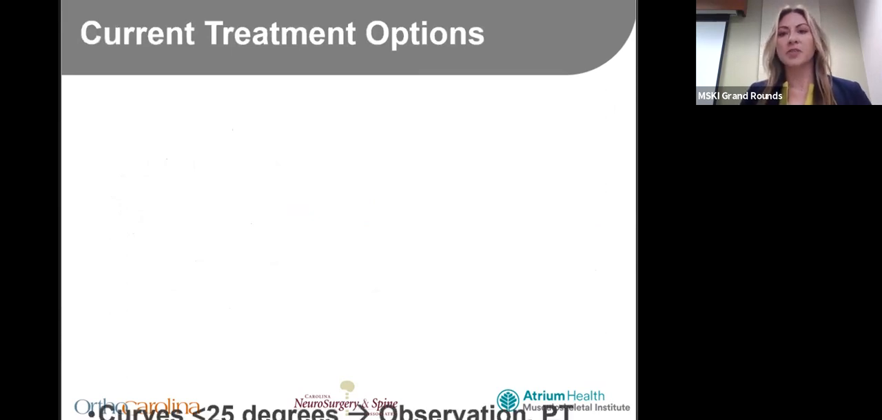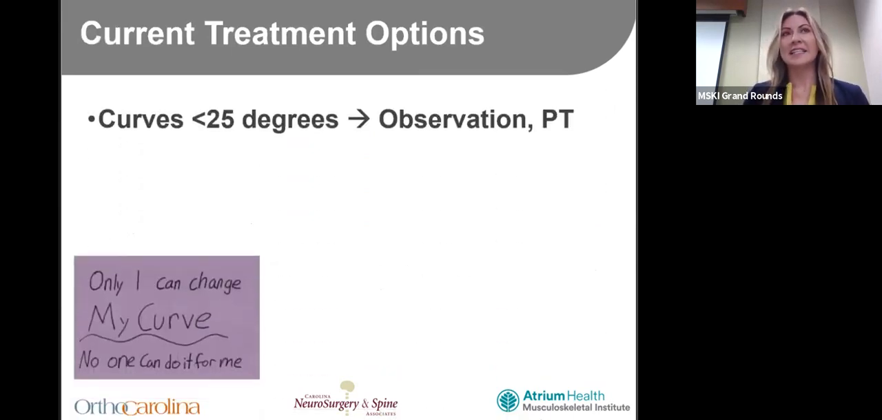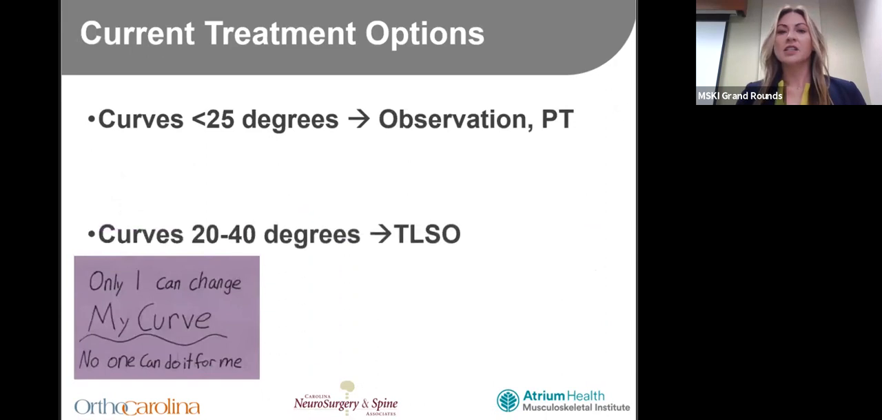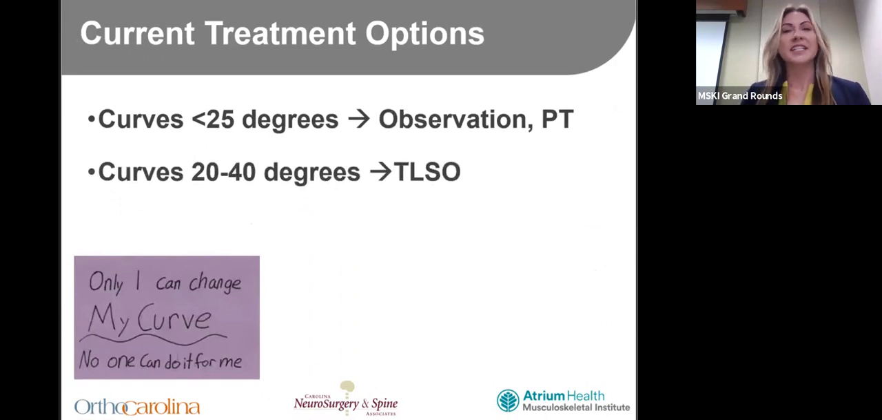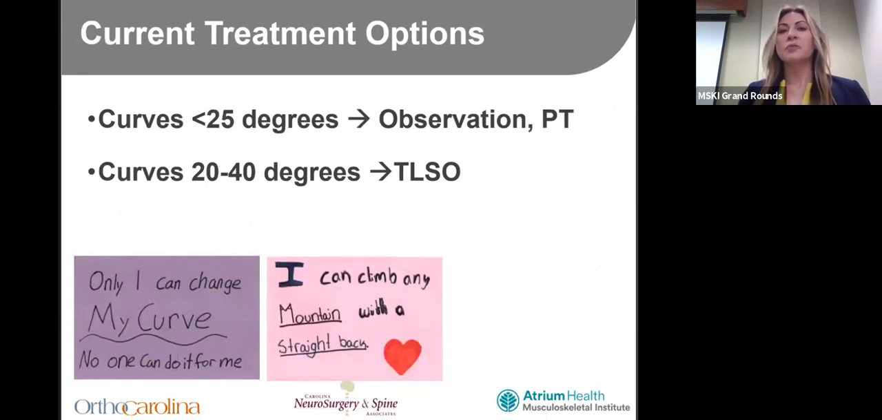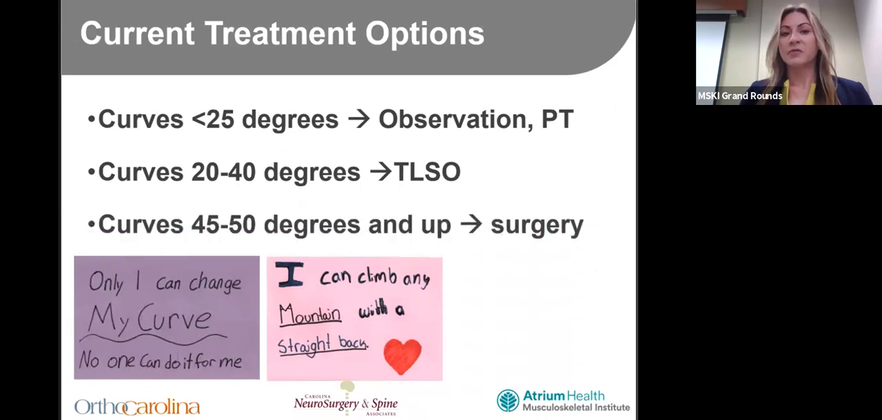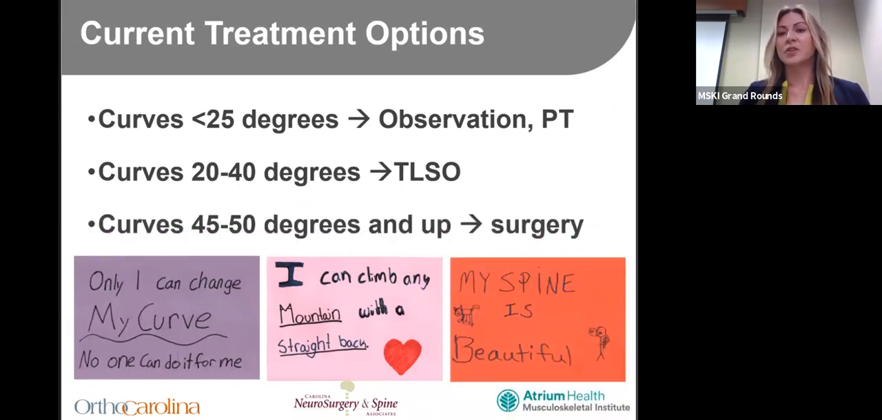So current treatment options right now, some basics: for curves less than 25 degrees, observation and physical therapy are accepted. Curves 20 to 40 degrees generally are recommended for TLSO bracing. Goals for bracing in this category are to prevent spinal curvature worsening and essentially get the kids to skeletal maturity so then they can potentially undergo fusion at that time. And then lastly, 45 to 50 degrees and up. These are most likely going to be recommended for surgical intervention.